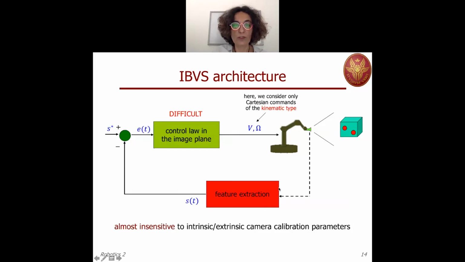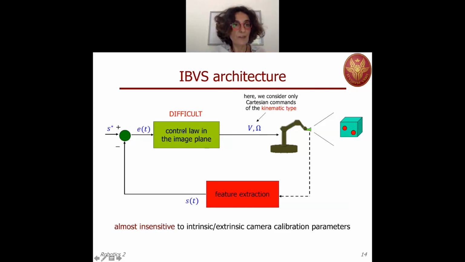Anyway, extraction of the features. These features are usually denoted with a vector S. The current value of these features is compared with the desired one, and based on the error that is defined, remember, in the image plane, because we directly compare the current value of the features with the desired value of these features. And based on this error, we generate commands for the robot.